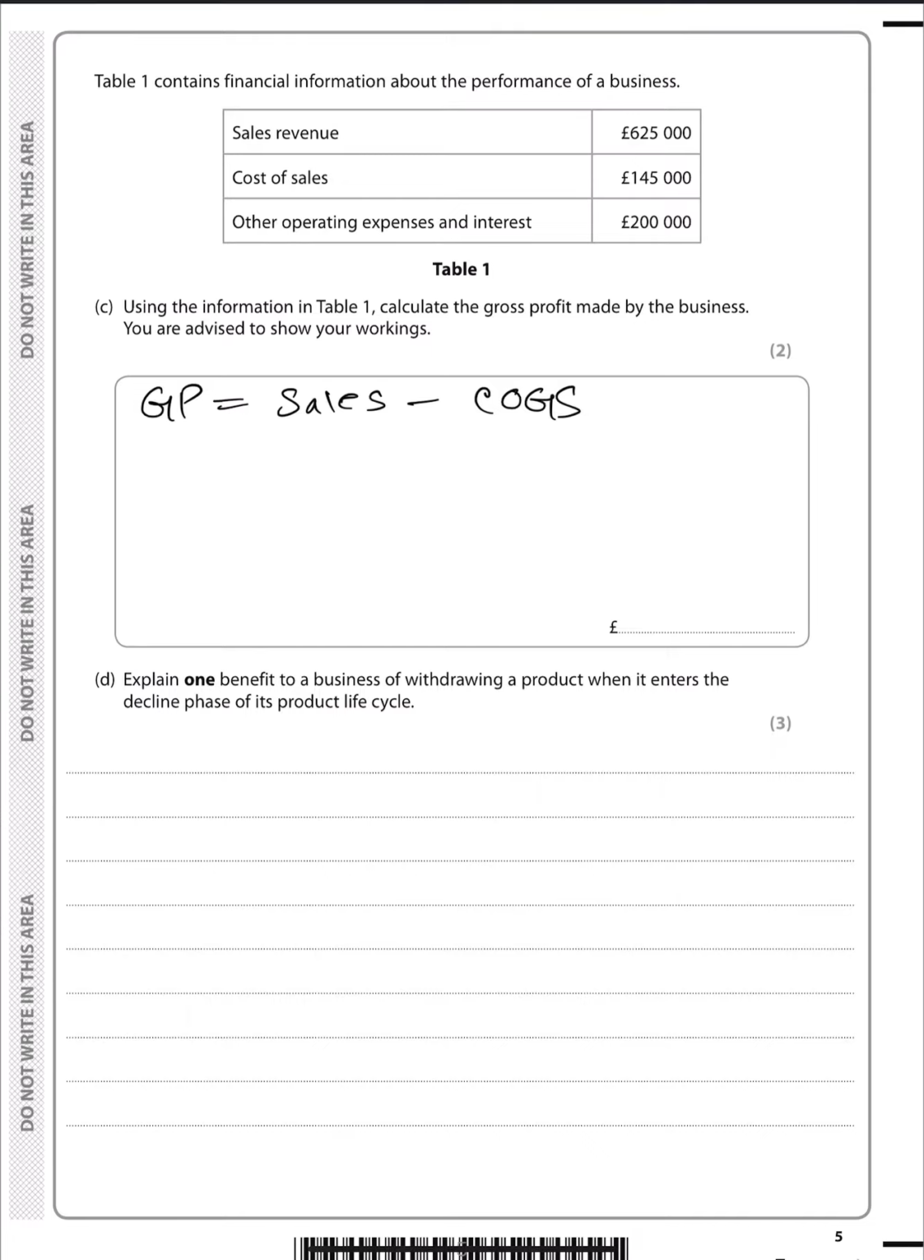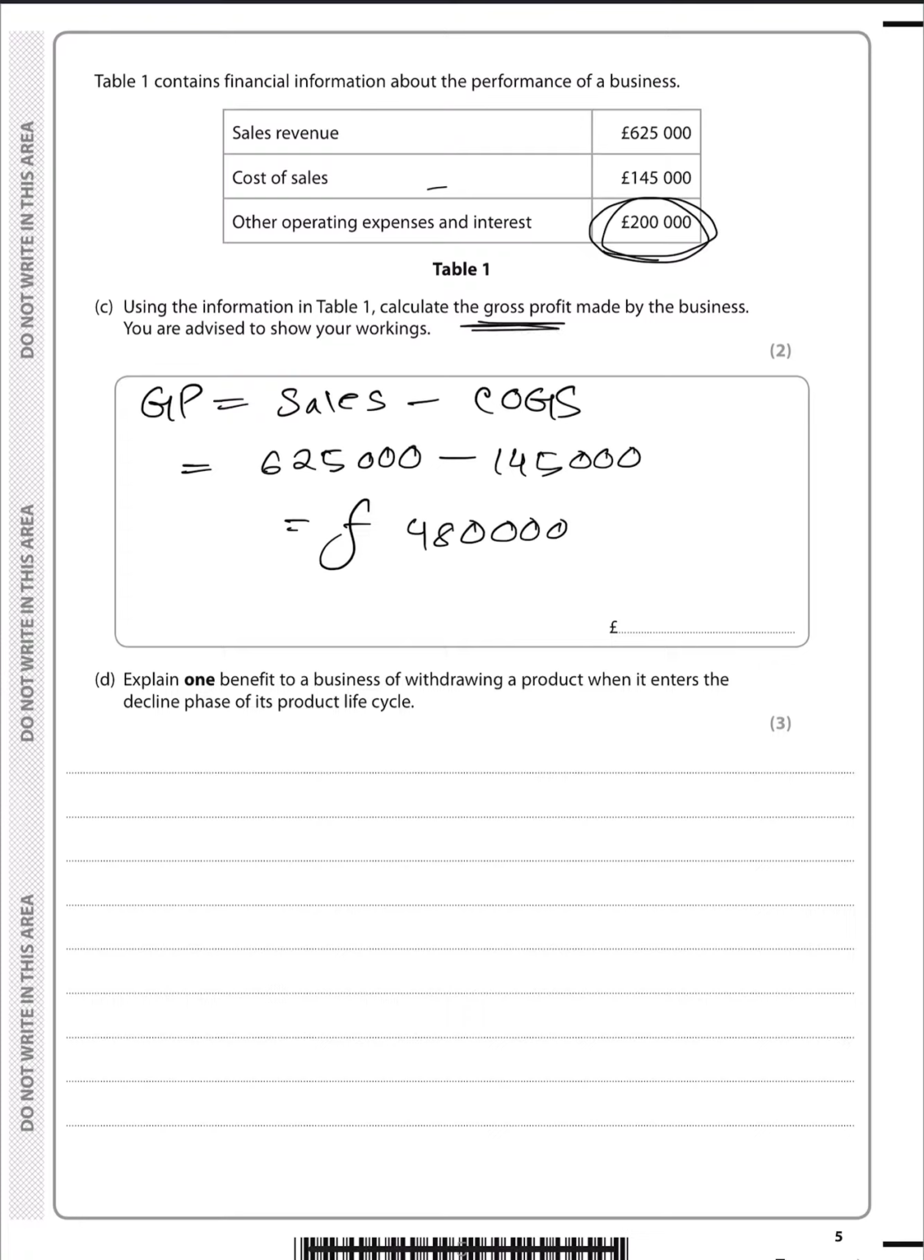So it's easy. We have our sales revenue 625,000, and my cost of sales is also directly given, which is 145,000. That leaves me with 480,000. Note that my other operating expenses for this answer is not needed because I will need it for my net profit calculation, but here I'm asked to calculate my gross profit.